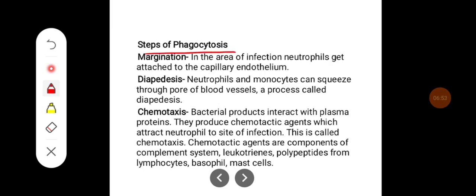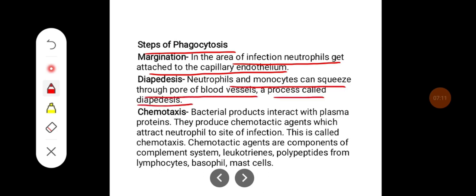Different steps of phagocytosis. Initially there will be margination in the area of infection. The neutrophil gets attached to the capillary endothelium. Then diapedesis occurs, where neutrophils and monocytes can squeeze through pores of blood vessels, a process called diapedesis.